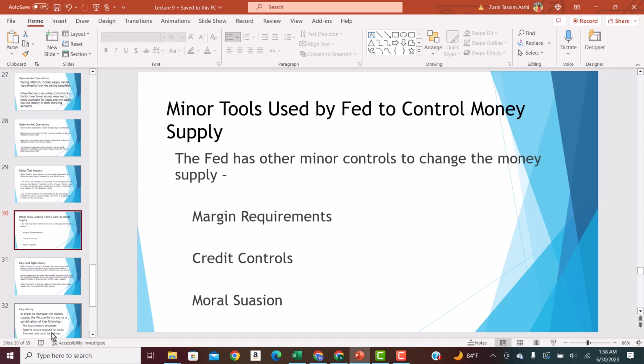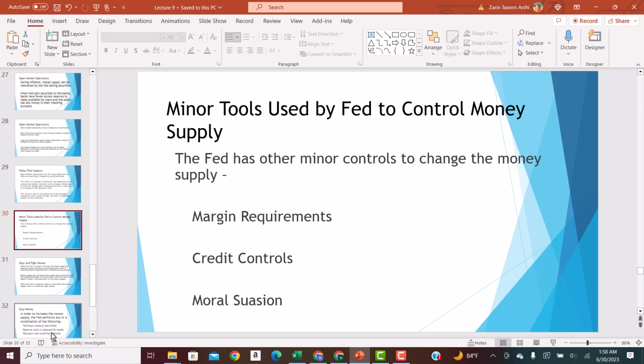Finally, another minor tool used by the Fed is called moral suasion. Moral suasion is kind of like the Fed giving guidance to the private banks. Hey, the economy is moving towards recession, so you should loan out more. Or the economy is moving towards inflation, so you should loan less funds. So it is guidance, a recommendation. It is a suggestion. It's not a requirement for the banks.